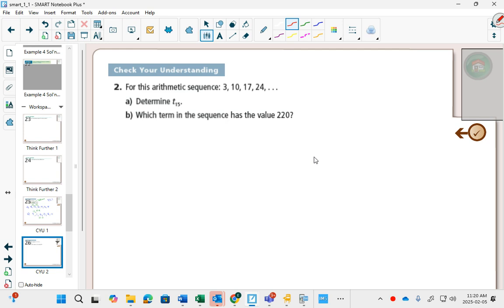So for this arithmetic sequence, 3, 10, 17, 24, we want to determine T15. I'll do it with the formula, and I'll do it with the shortcut, and you can decide which you like better. So if you wanted to use the formula, the formula is Tn equals T1 plus d times n minus 1.